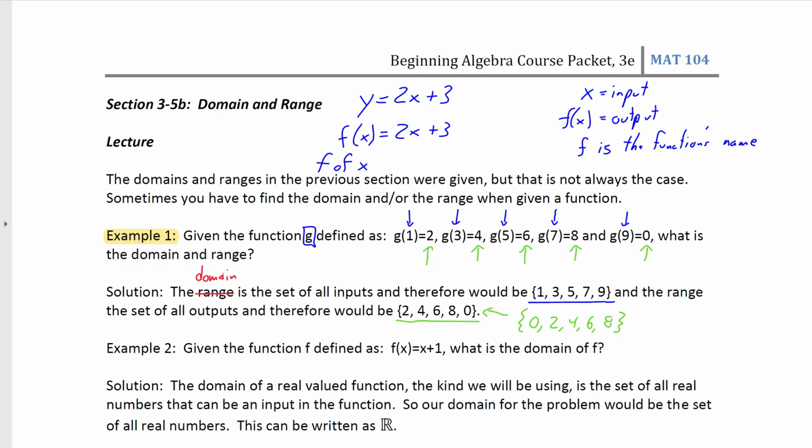What would we do if, for instance, we had a number show up twice? Let's say that we had the same output value for two different input values. When you write your range, you would only write that output value once. In other words, in between the curly braces, we should never repeat anything. We should only put numbers one time. No matter how many times they show up, no matter how many times they're used as output for the function, we only put them once into our range.